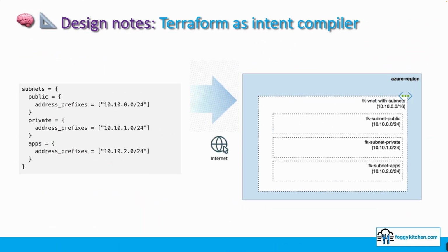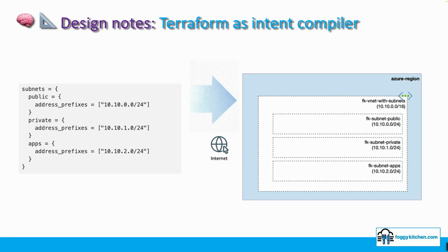At this point, Terraform stops being a provisioning tool, it becomes a compiler. This input is not a list of resources. It's a declaration of architectural intent. We are not saying create 3 subnets. We are saying this network must support public ingress, private workloads, and application services separately. Terraform's role is not to decide how Azure implements that. Its role is to translate intent into a stable, enforceable contract.